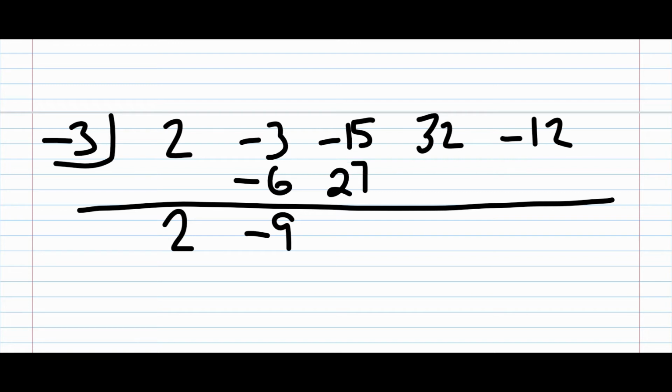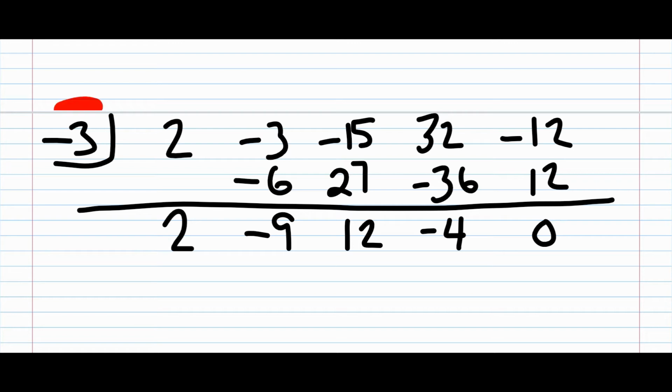-3 times -9 gives me 27. When I add, I get this. Multiply again and add to get this. Multiply again and add to get 0. So that is a verification that my 0 of -3 actually is a 0. So that's a good thing. We're going to call that -3. That's going to work. Okay.